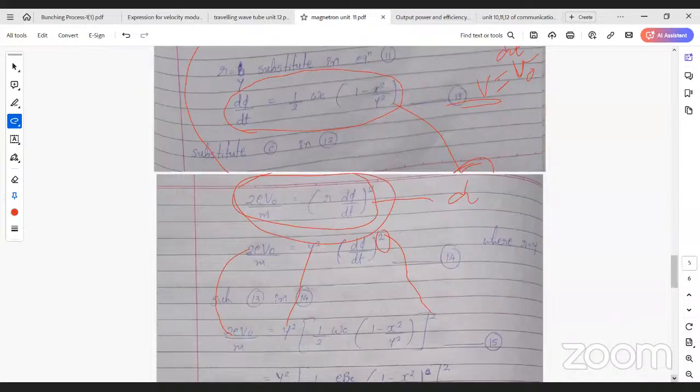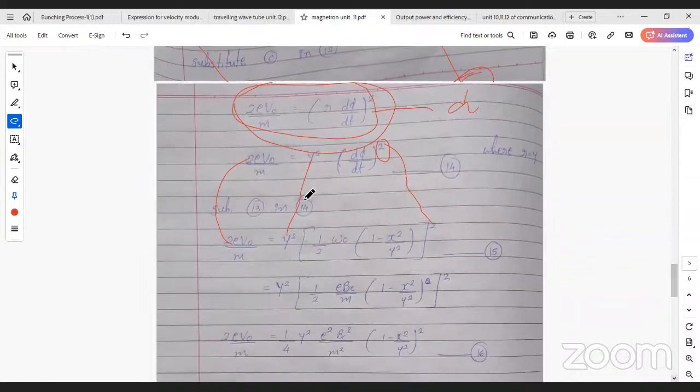From the 15th equation, next, what are we calculating? The original value. What is omega c we kept? eB by m, from the 5th equation. Substitute your original omega c value: omega c equals eBc, the critical B, by m, times (1 minus x square by y square) whole square. We got this one.